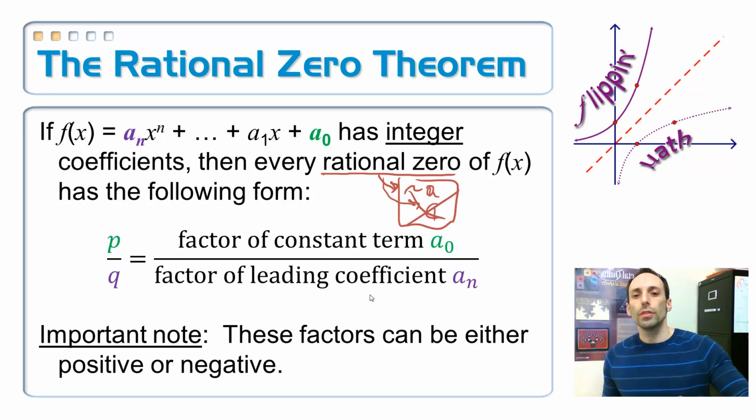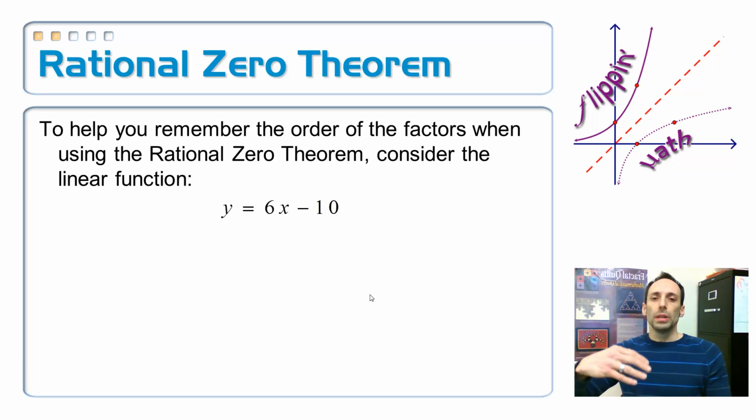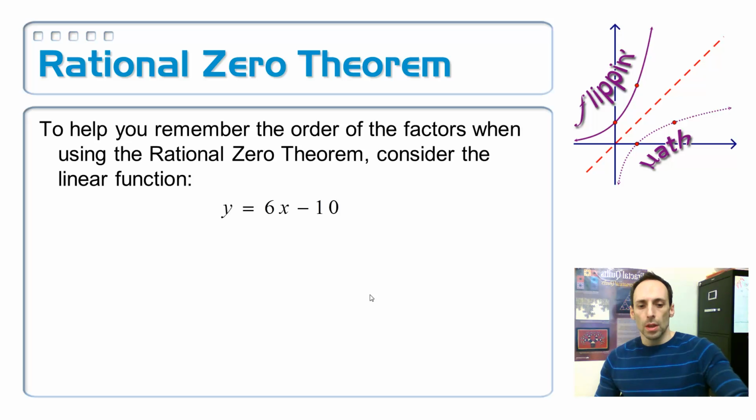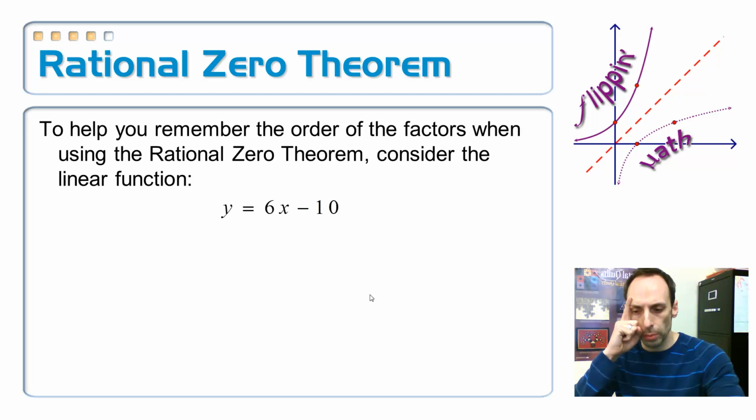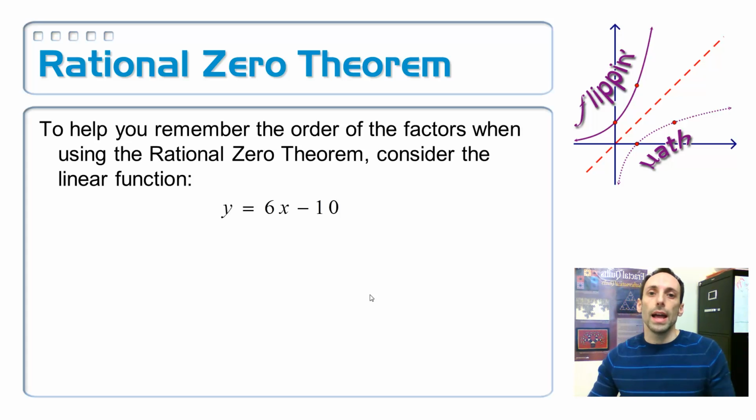Okay. The other thing is that whenever you're checking these factors, you have to realize they can be both positive or negative. You have to check both of them sometimes. So let me give you a way to help you remember the order of these factors. Whenever I go back to this, just think about it. What did I say was going on top? Is it supposed to be a factor of the constant over the leading coefficient, or is it leading coefficient over constant? When you're taking a test, how are you going to remember it?